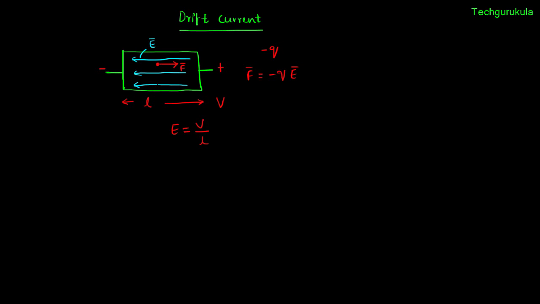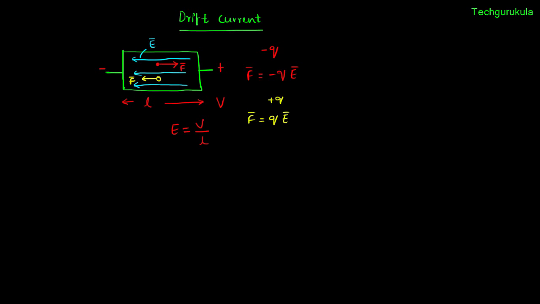Now we have holes as well in this semiconductor. On holes, the hole charge is plus Q, and the force exerted on this charge due to the electric field is given by Q times E bar. And if you see, the force would be in the same direction as that of the electric field.